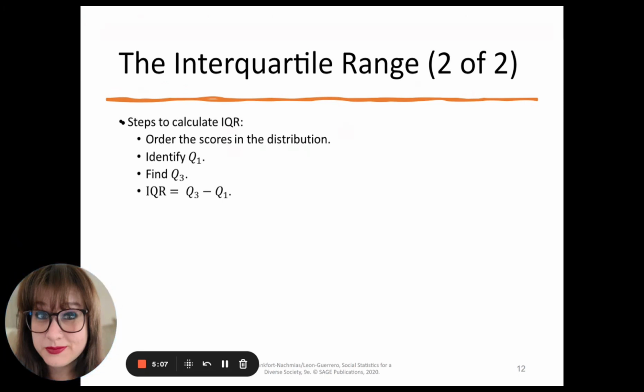We'll practice this in class a little bit. This is where the interquartile range is important, with interval and ratio values and ordinal values.